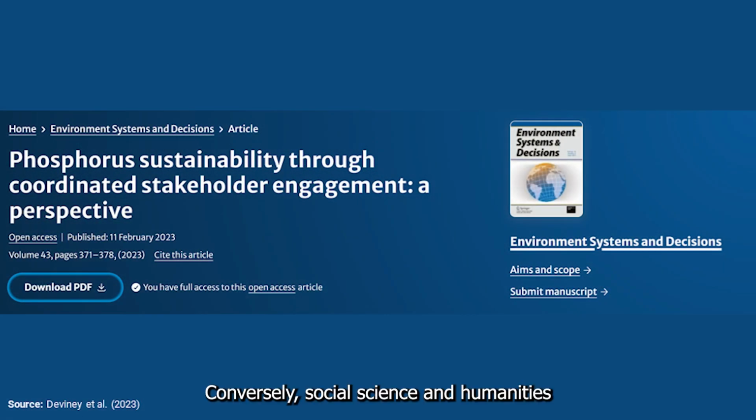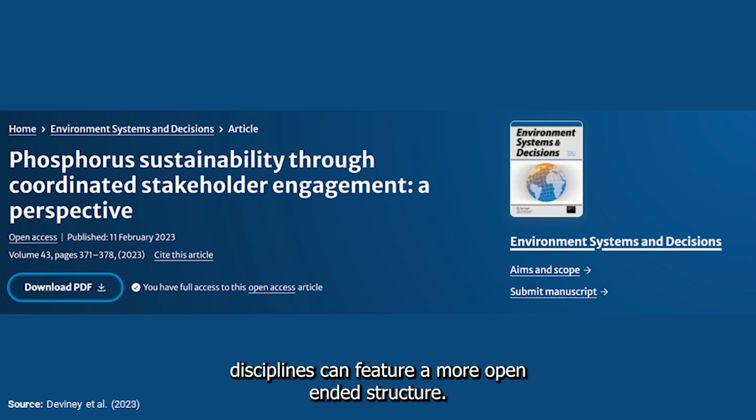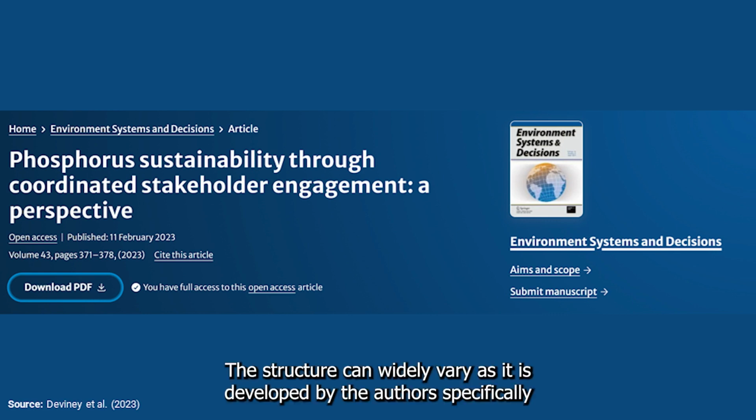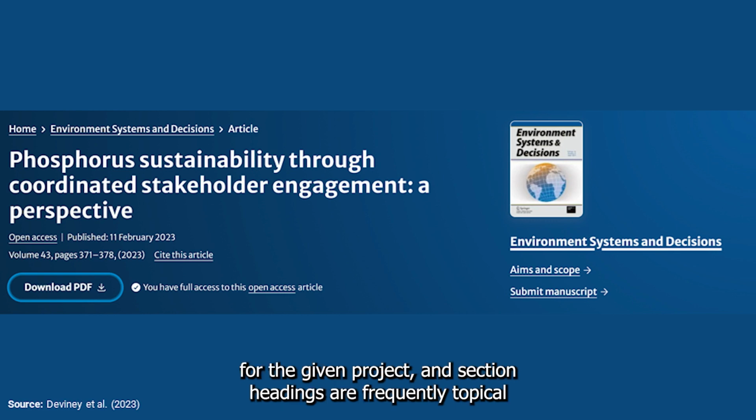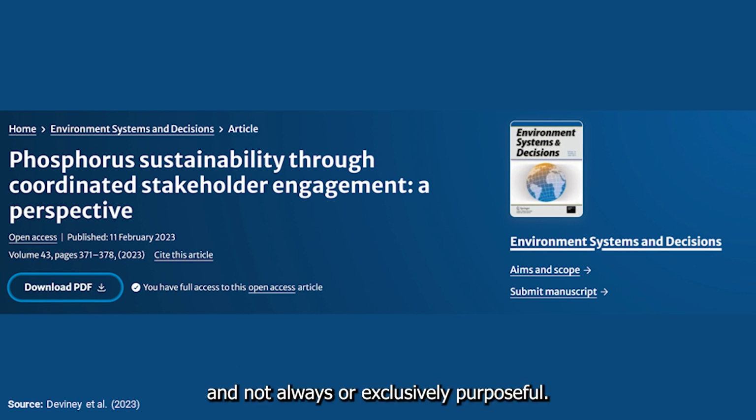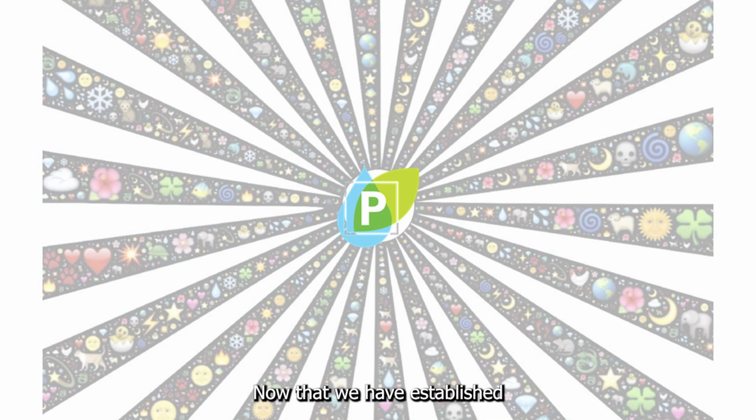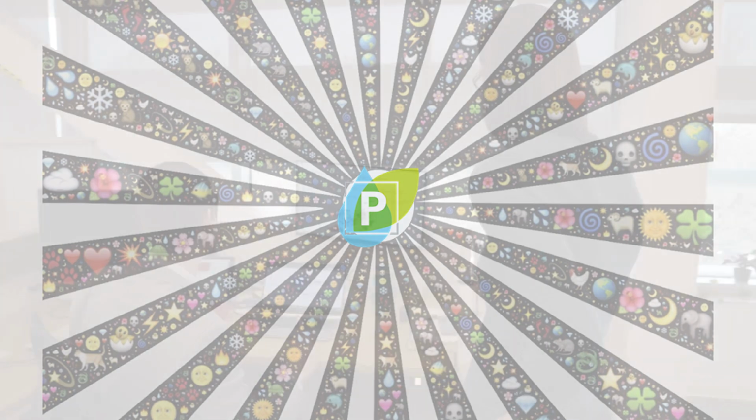Conversely, social science and humanities disciplines can feature a more open-ended structure. The structure can widely vary as it is developed by the authors specifically for the given project, and section headings are frequently topical and not always or exclusively purposeful. Now that we have established that academia has conventions that govern how we write, and that disciplines have some conventions in common, yet others that can vary greatly, what does this mean for doing convergence research in steps?